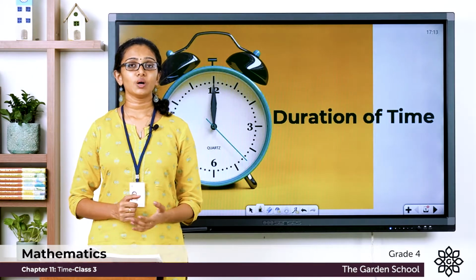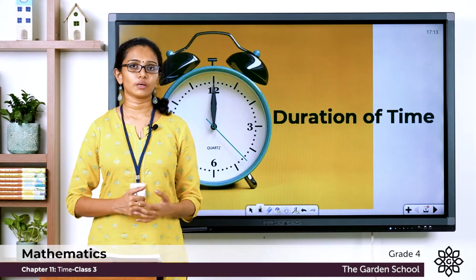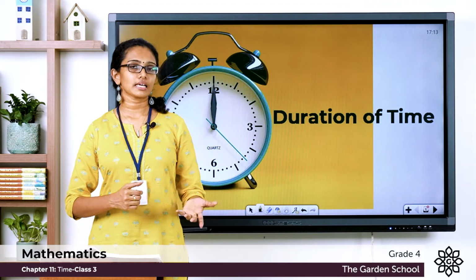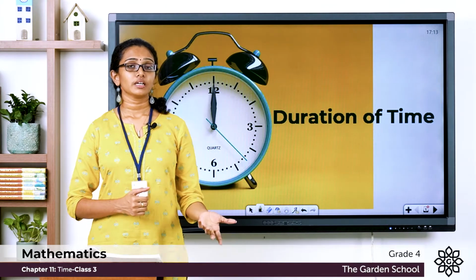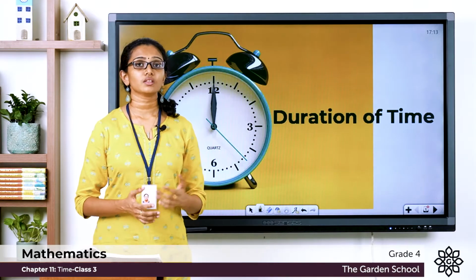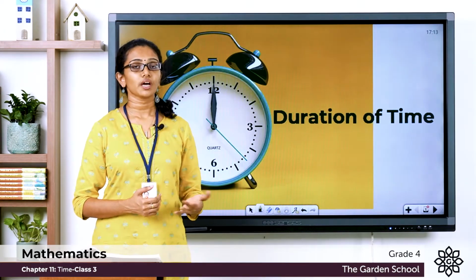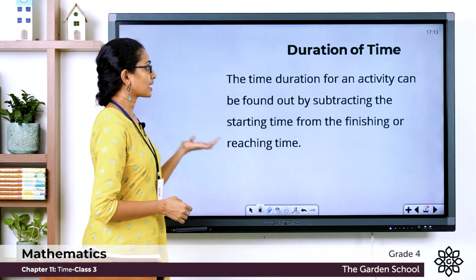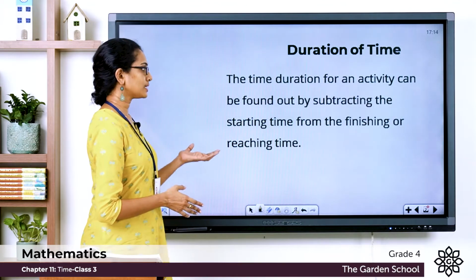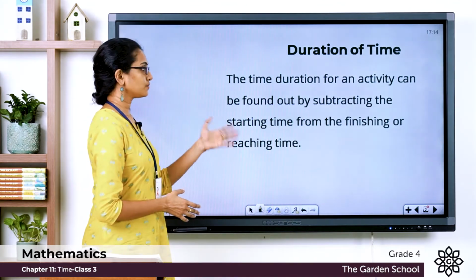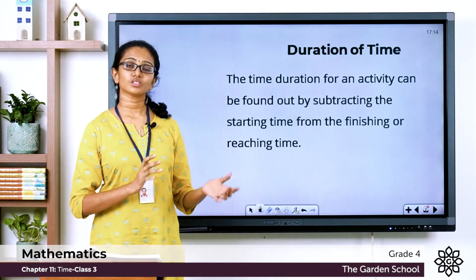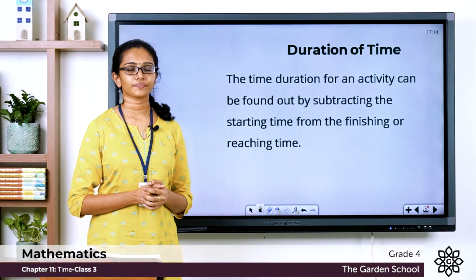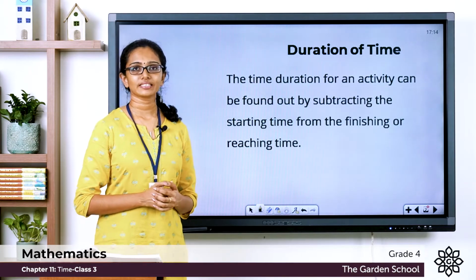Today, let's learn how we can find the duration of an event or an activity. For an activity or an event, there should be a starting time and a time at which it ends. So to find out the duration of something, what do you have to do? The time duration for an activity can be found out by subtracting the starting time from the finishing or reaching time. Let's make it more clear with some examples.